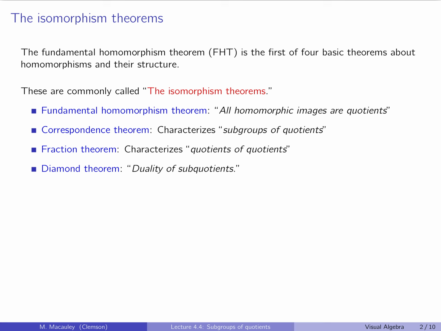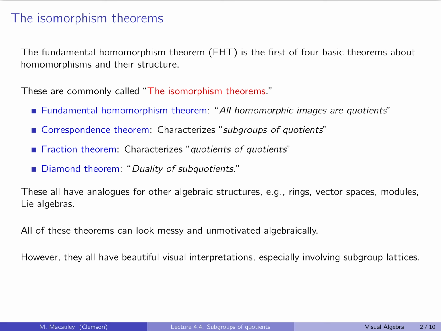If we don't, then really any of these last 3 can be proven in any order. They just build off of the fundamental homomorphism theorem, and very often the diamond theorem comes second, and the fraction theorem comes fourth, or some other permutation. But when we understand what these really mean in terms of subgroup lattices, I think you will agree that this is the most natural way to order these theorems.